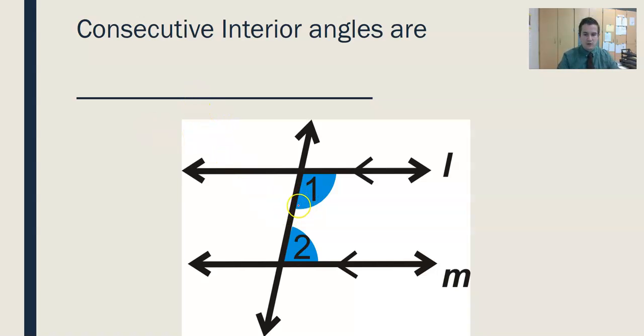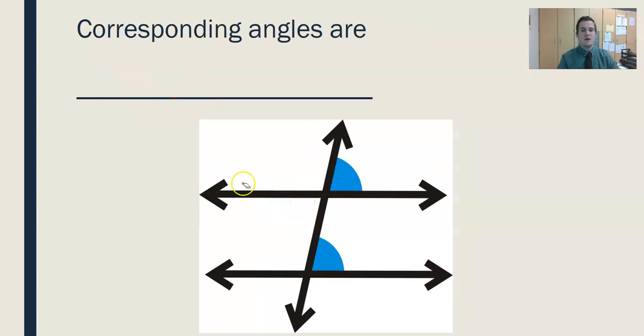Consecutive interior angles, so if I have this one right here and this one right here, consecutive interior angles are going to be supplementary. Because if you look back at our picture before, maybe these were all my red ones, and then these were my green ones. A red plus a green would be two supplementary angles. So these two, this kind of bigger one and this kind of smaller one, are going to be supplementary angles. And we call those consecutive interior.